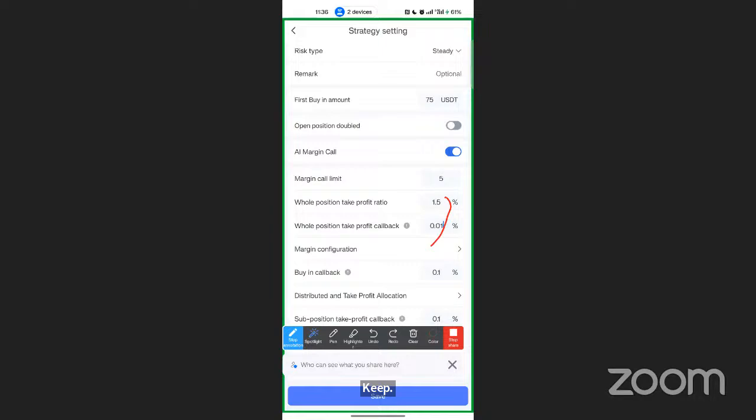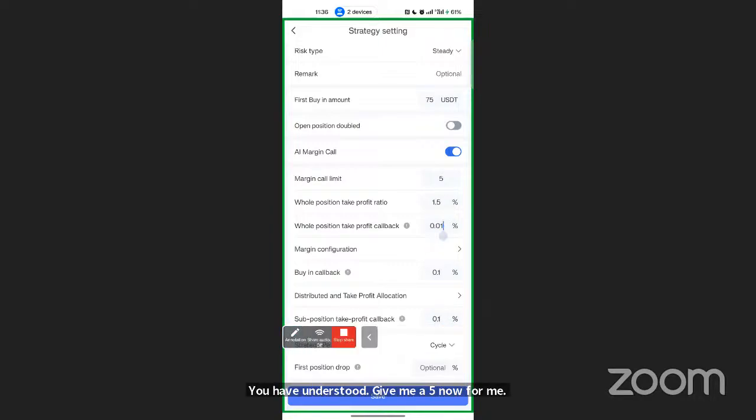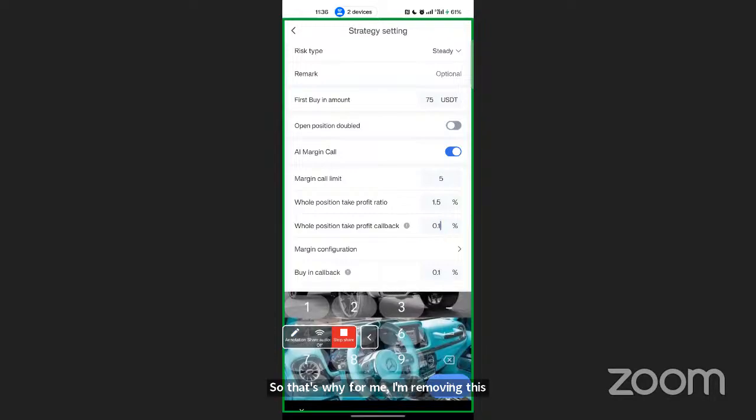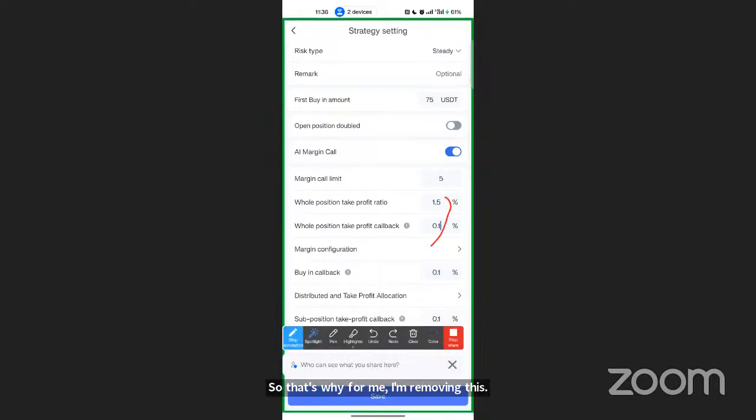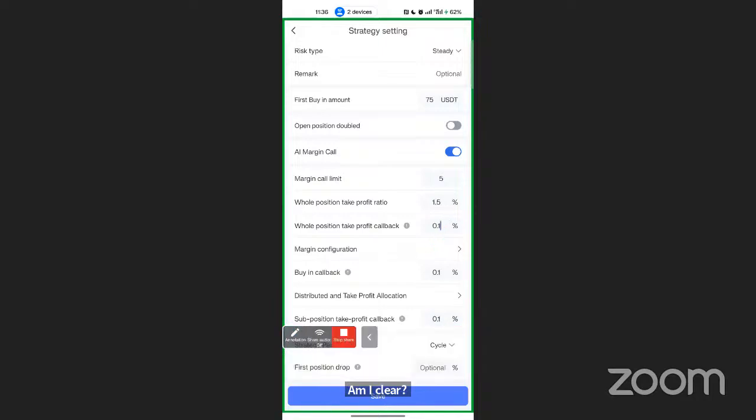Now, for me, I want that benefit. So that's why I'm removing this and I put this. Am I clear? Now, buying callback. Let me go to margin configuration before I come to buying callback.